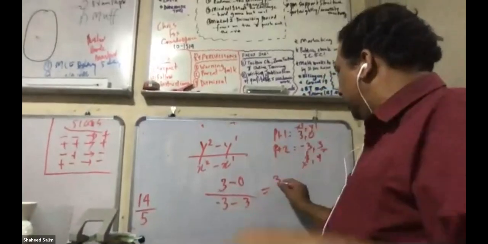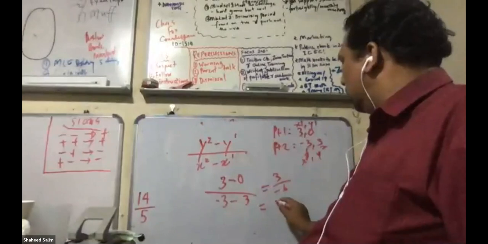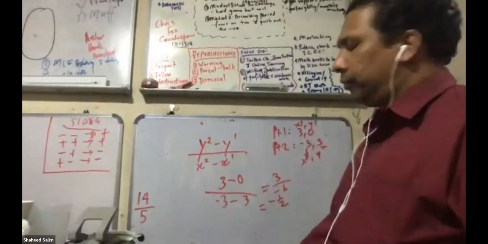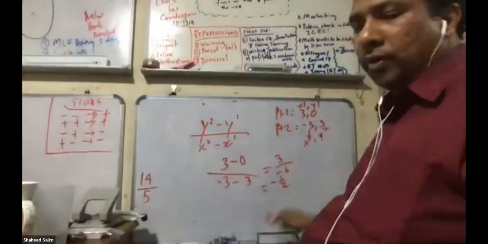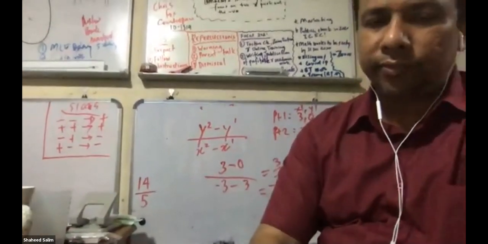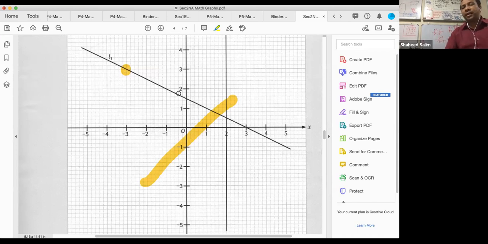So you get the answer. 3 minus 0 is 3. Minus 3 minus 3 is minus 6. You get equals to negative half. Can you see? You get the gradient negative half. So what is negative half? I'll show you now. When the graph is going this way, it's positive. When the graph is going this way, it's negative. So this is really negative.